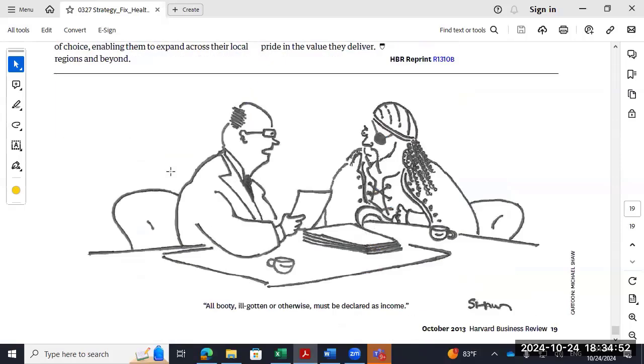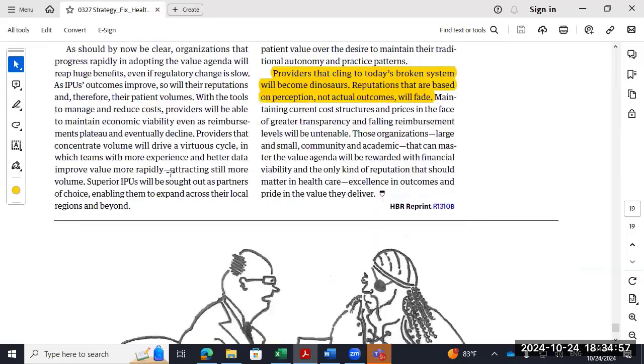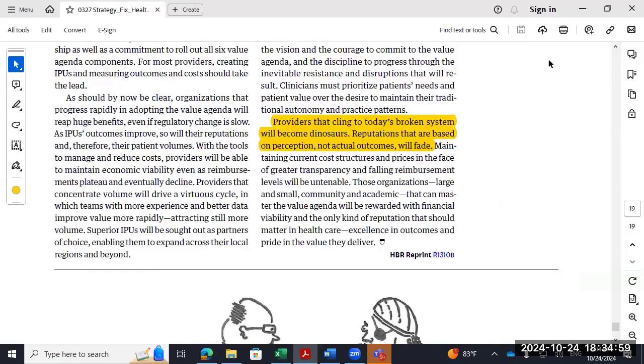And then this last cartoon has nothing to do with the article. I'm not sure why it's in there. But anyway.